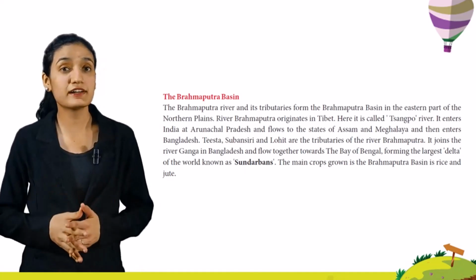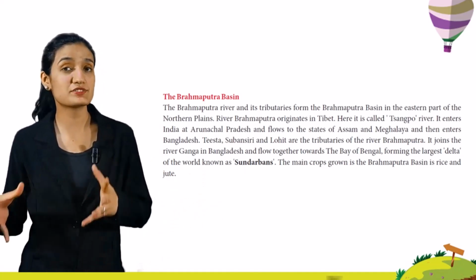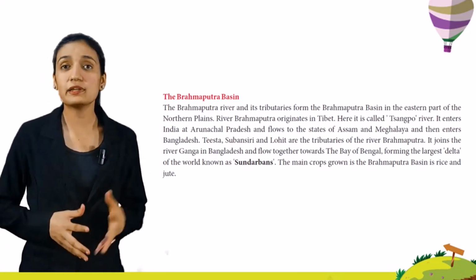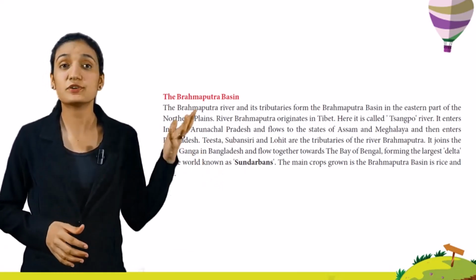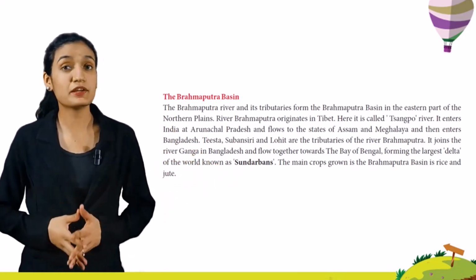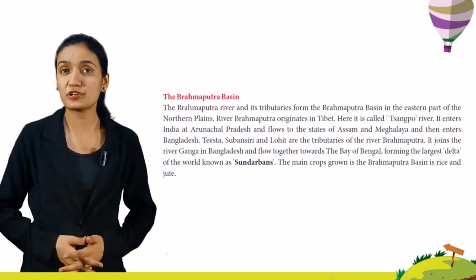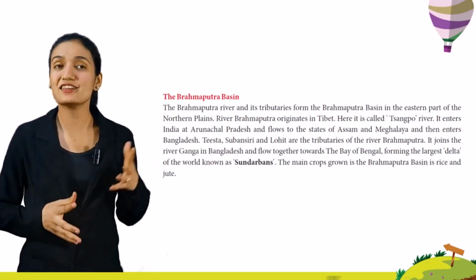It joins the river Ganga in Bangladesh and they flow together towards the Bay of Bengal, forming the largest delta of the world known as Sundarban. The main crops grown in the Brahmaputra basin are rice and jute.